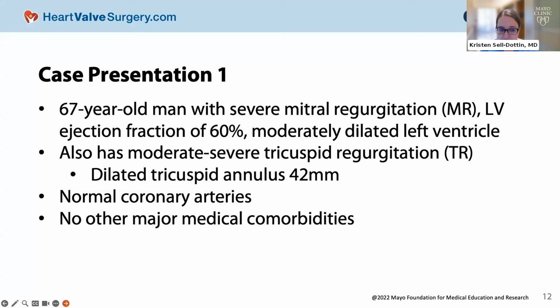Case presentation. So our first patient today is going to be a 67-year-old man with severe mitral regurgitation. Okay, so left-sided heart failure, has a normal pump function with an EF of 60%, and has moderate to severe tricuspid regurgitation. Okay, his tricuspid annulus is dilated. 42 millimeters is bigger than it should be, but otherwise he has normal coronary arteries and is otherwise healthy. Next.